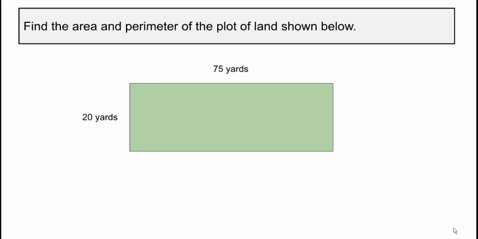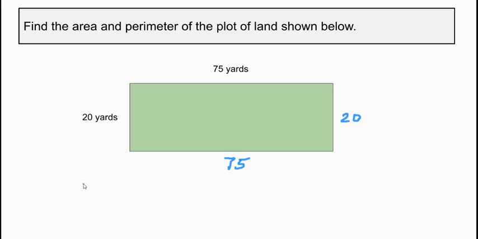Now, often in these problems, you might need to fill in some missing sides. So you can see that we only have two sides, but the property of rectangles are such that if this long side is 75, then the opposite side must also be 75 yards. And likewise, the short side on the opposite must be 20 yards.